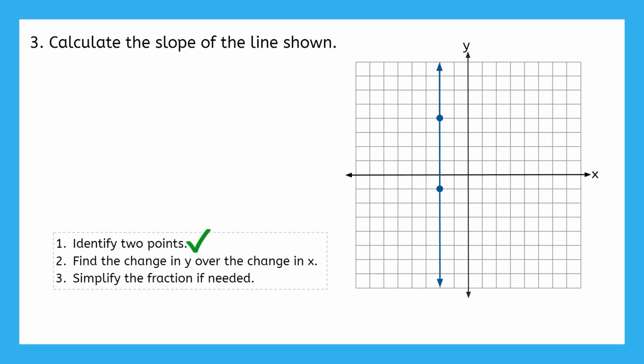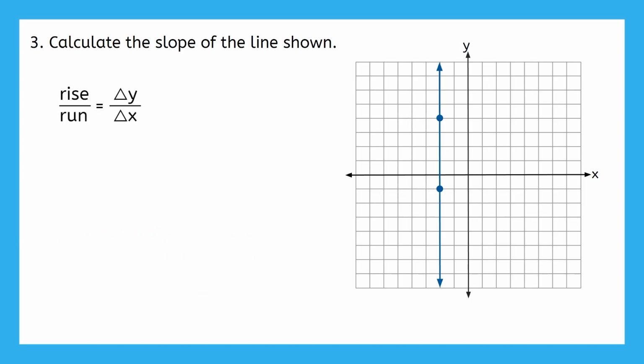Then find the change in y over the change in x. I'm going to move from the point on the bottom to the point on the top, and this is a movement up 5 units, so that gives me +5 as my change in y. Remember, I could have moved in the other direction instead, from the point on the top to the point on the bottom and gotten -5 as my change in y. I just have to make sure that I move from the same point when calculating the change in x that I do when calculating the change in y.